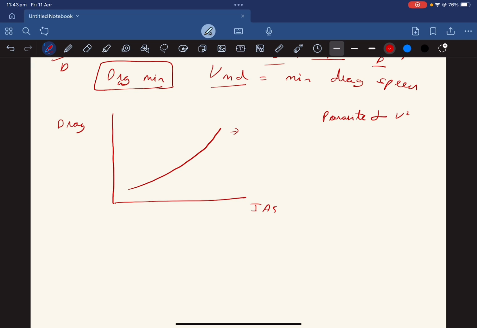This is parasite drag, right? And what about induced drag? It's proportional to one over v squared. It's inversely proportional to your speed. So as my speed increases, my drag is going to reduce. So alright, this is the curve for induced drag.